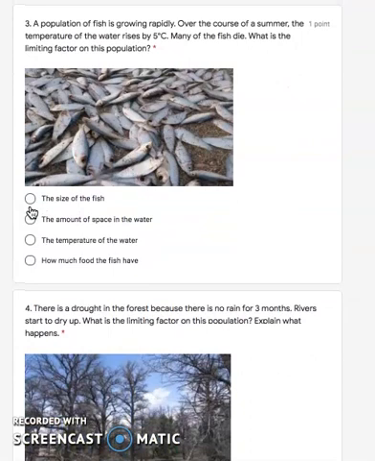Question 3. A population of fish is growing rapidly, which means that it's growing really, really fast. Over the course of a summer, the temperature of the water rises by 5 degrees Celsius. Many of the fish die. What is the limiting factor on this population? Well, the limiting factor is the temperature of the water, right? Because the temperature of the water is the thing that caused the fish to die.